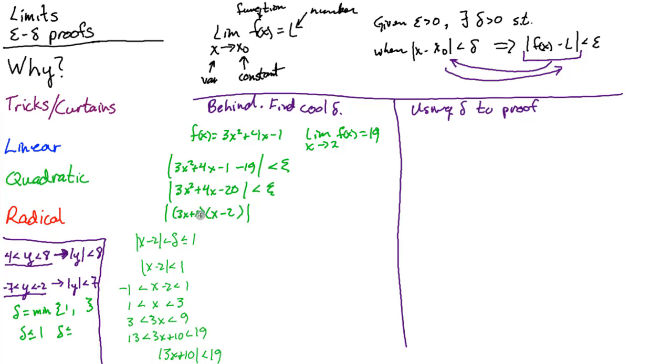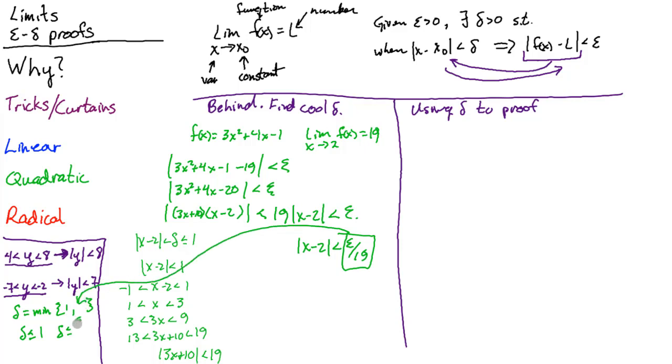So that means that this up here is going to be less than 19 times x minus 2, less than epsilon. That's what we're trying to get. So x minus 2 less than epsilon over 19. That is our special delta. Delta is always going to be less than epsilon over 19 as well. So that's what we do.